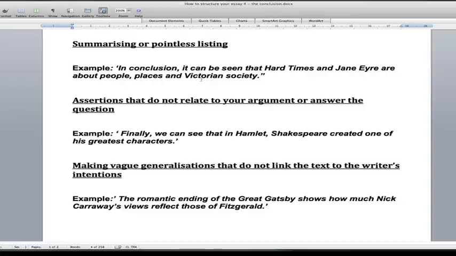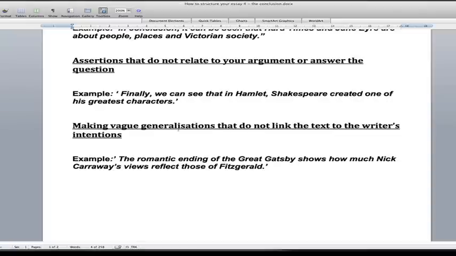Also avoid assertions that don't link to your conclusion or any of the arguments you've made. So really, by adding in "conclusion" or "finally" and then just making a general comment, you are not answering the question. You need to always be referencing back to the question and how you've answered it. So here, for example, this assertion which talks about Hamlet is vague, it's unclear, it doesn't answer any question, it's just general and shows a distinct lack of knowledge by the candidate. And again, here we go, "finally", this vague generalisation doesn't link to the writer's intentions or the text itself. And so again, you must avoid these sort of things.